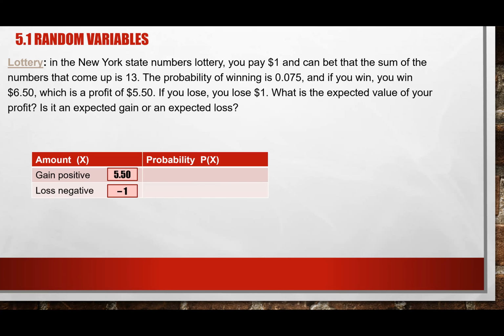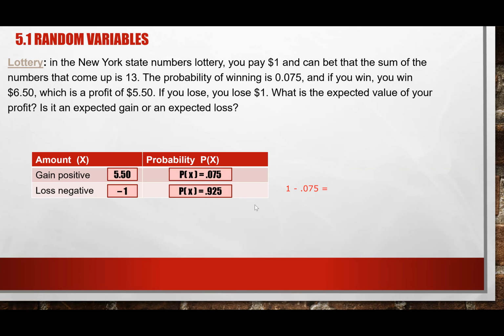And what is the probability of winning? The probability of gaining, the probability of winning, is 0.075. And again, how do I find the probability of losing? All I need to do is take 1 minus 0.075, right? The probability of losing is 1 minus the probability of winning, which is 0.075. If I take that, I will get 0.925, right? If I add these, it is equal to 1. I have the probability distribution, ladies and gentlemen.